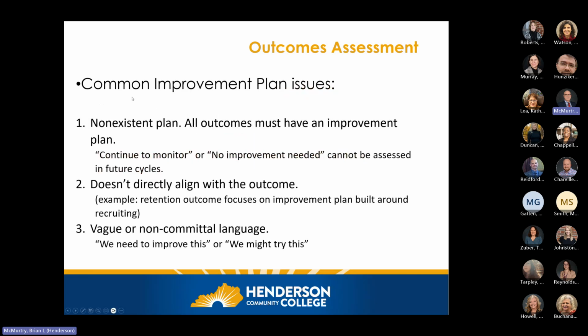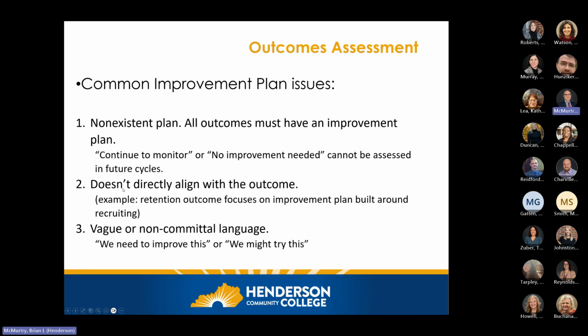We also find some improvement plan issues sometimes. Sometimes we just don't have an improvement plan. Either it's blank or we might see something that says we're going to continue to monitor or no improvement needed. The problem with continue to monitor or no improvement needed is that you can't assess that improvement plan in a future cycle. So there's no way for you to say, okay, what I did last year was continue to monitor. You can't improve on that. So there always needs to be some kind of improvement plan.